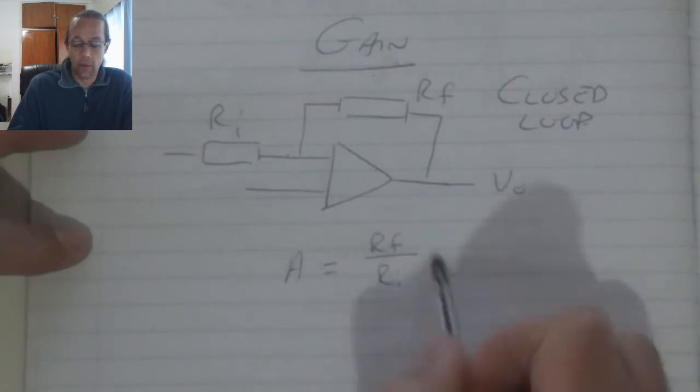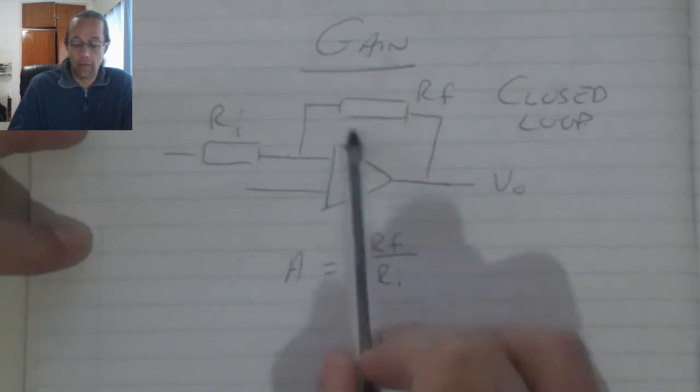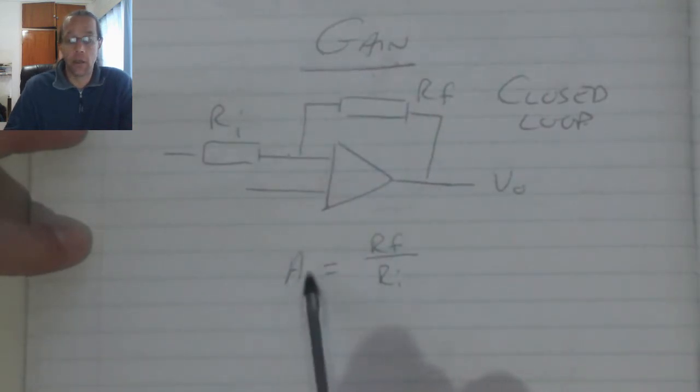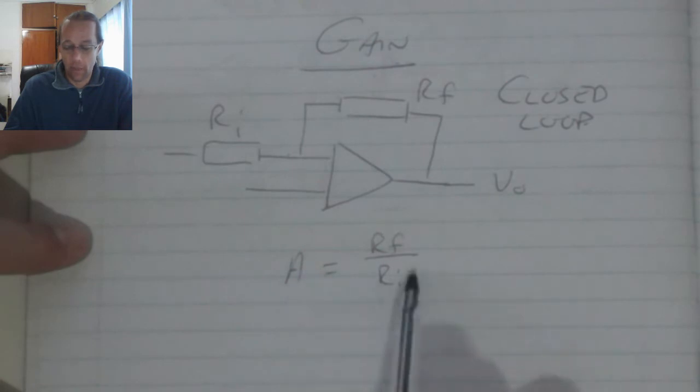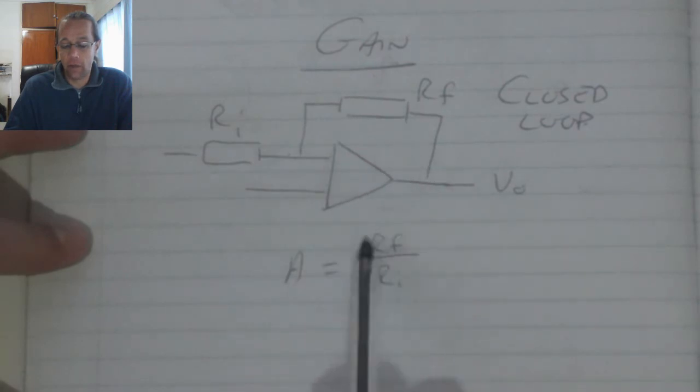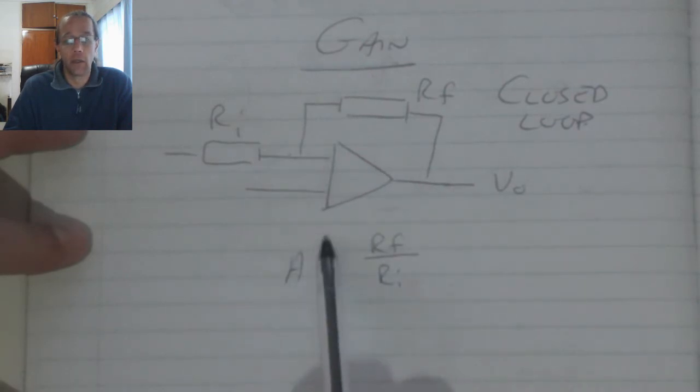Now, we can see from this formula over here that if my feedback resistance increases, my overall gain is going to increase as well. If my input resistance increases with reference to the feedback resistance value, then my gain will decrease.